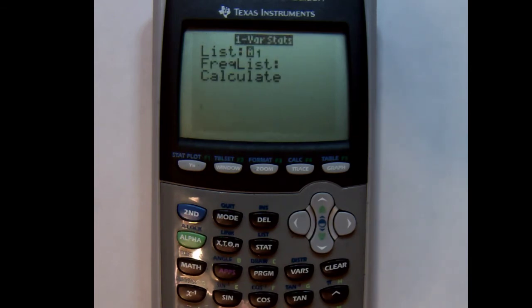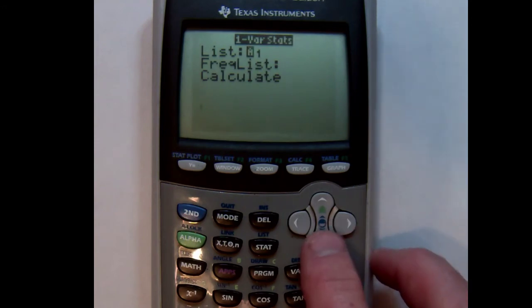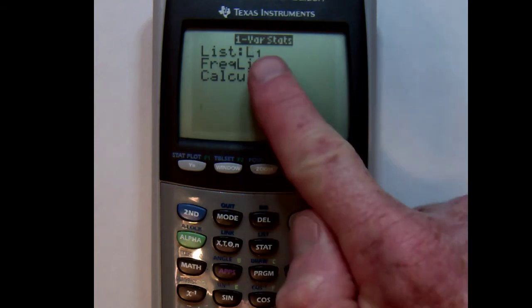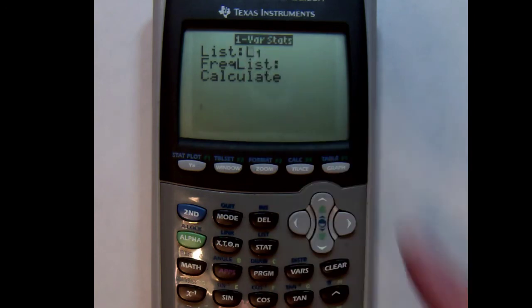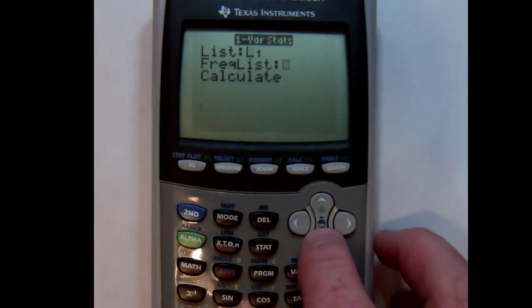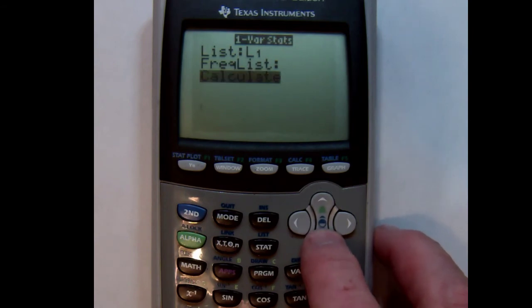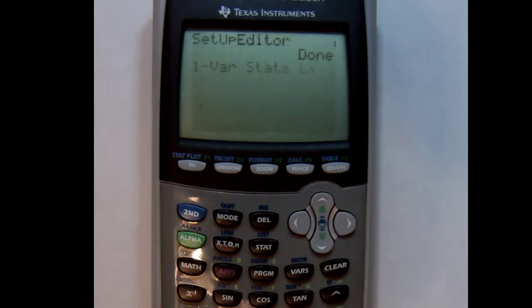Now, depending on your operating system, this one has a little bit newer operating system, you put the name of the list. Otherwise, what it does is just says 1-Var Stats. It just has this on the screen, and you would just hit Enter. So in here, I have a choice of what list. Frequency, just leave that blank all the time, and then go to Calculate.